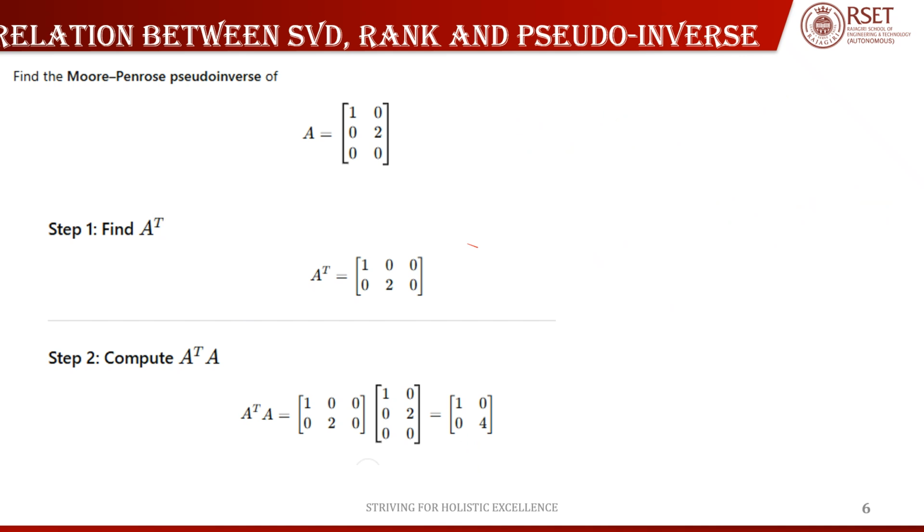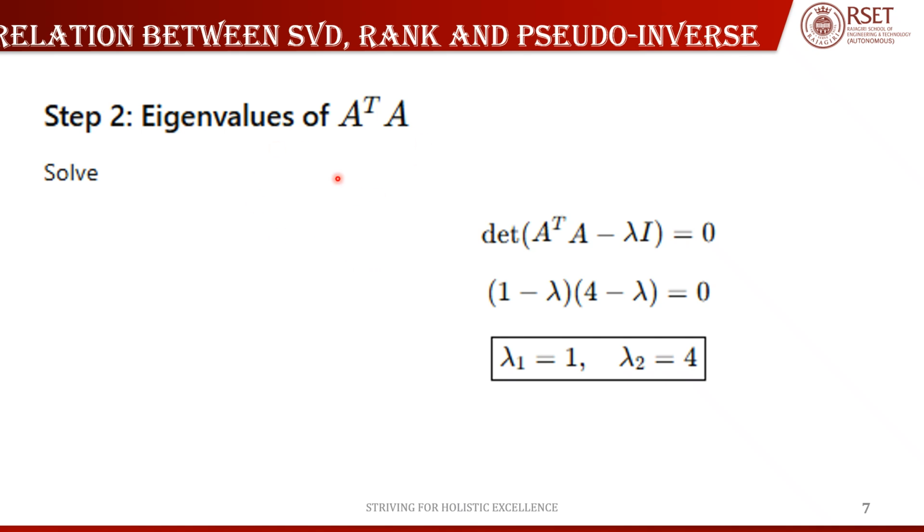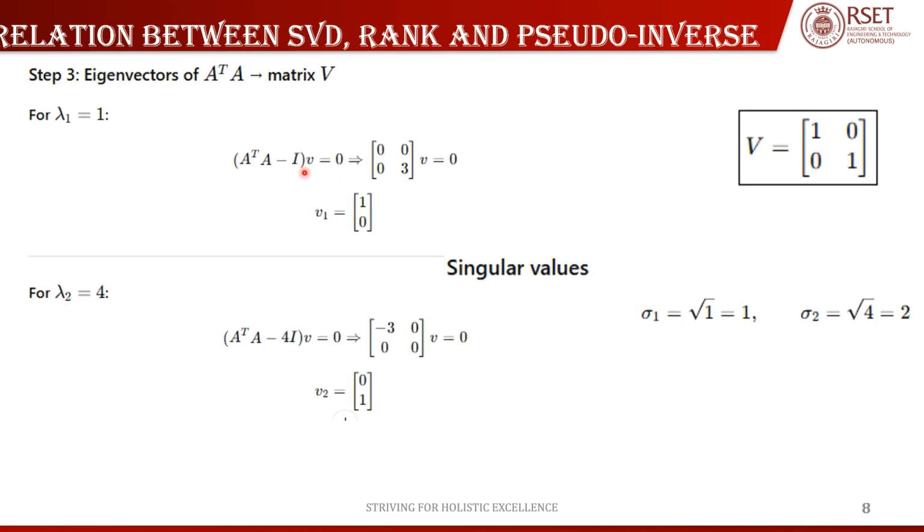Now we have the eigenvalues. Now what to find? The eigenvectors. When lambda is equal to 1, we do (A transpose A minus lambda I) times V equal to 0. So we have this particular matrix times V equal to 0. This will imply 3y is equal to 0. So your V1 will be [1, 0], and correspondingly for lambda equal to 4, find the eigenvector, and you will get [0, 1].